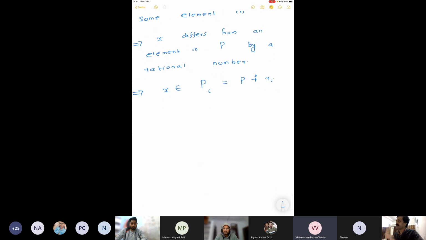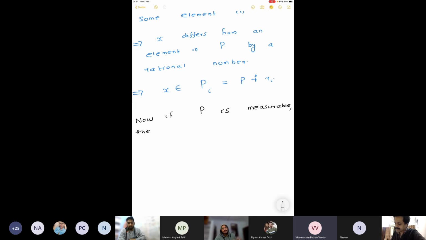Now we are at a stage to prove that P is non-measurable. Let us start with a contradiction. Suppose P is measurable, then what do we get?